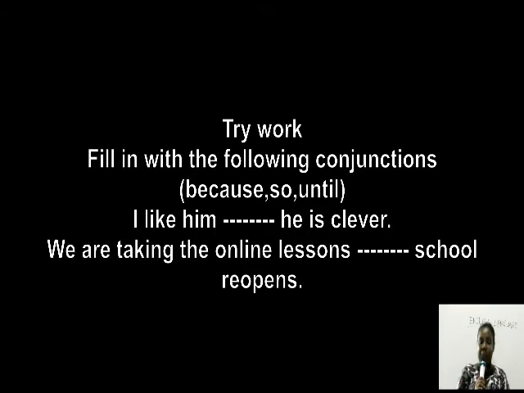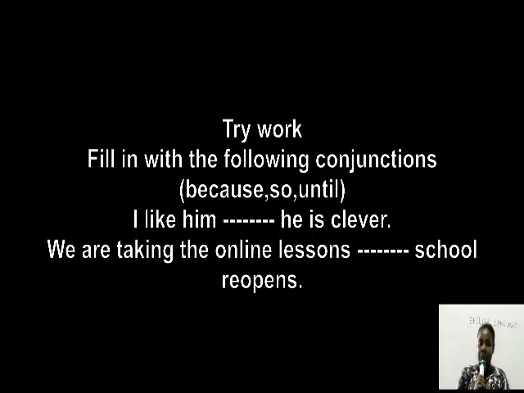Like when you want to pound fufu. If you want to pound fufu, you cannot get a mortar and leave a pestle. Neither can you leave a pestle and get a mortar. So these conjunctions we are going to talk about, they work in pairs. It's like a mortar and a pestle.